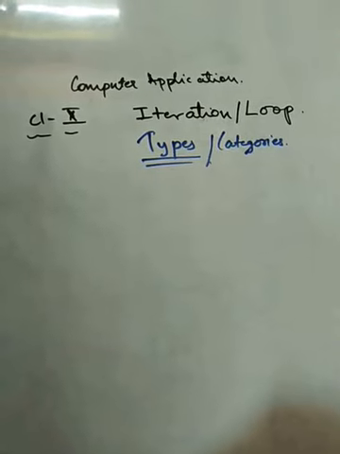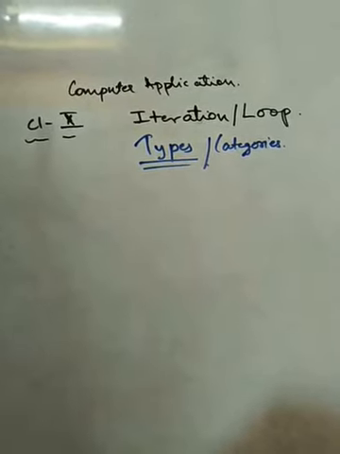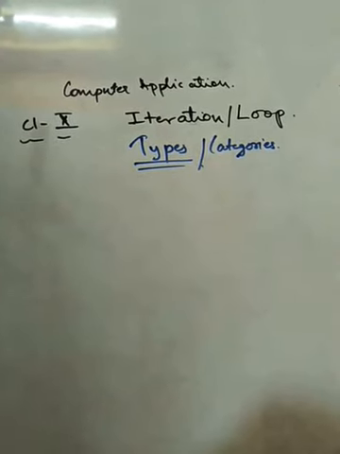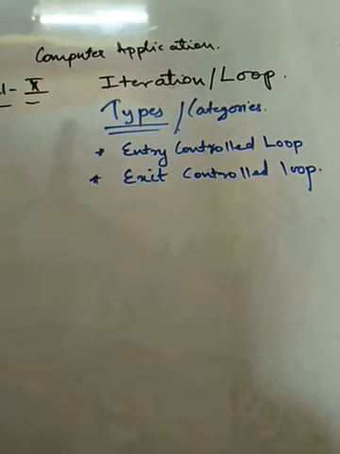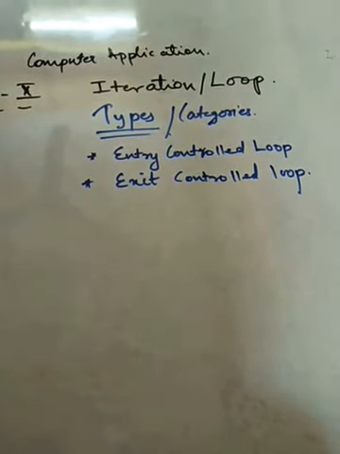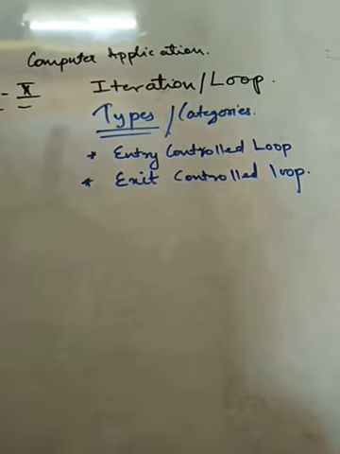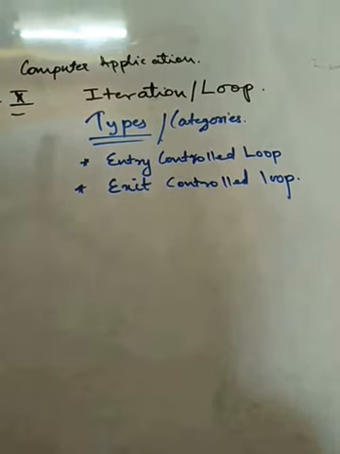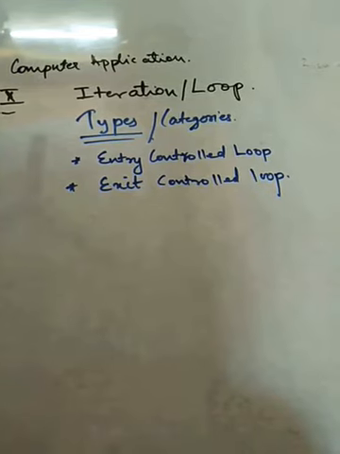Okay, hello students. We'll be discussing further the types, or categories, of iteration. There are basically two types of iteration: the entry control loop and the exit control loop. These are the broad categories of iteration.